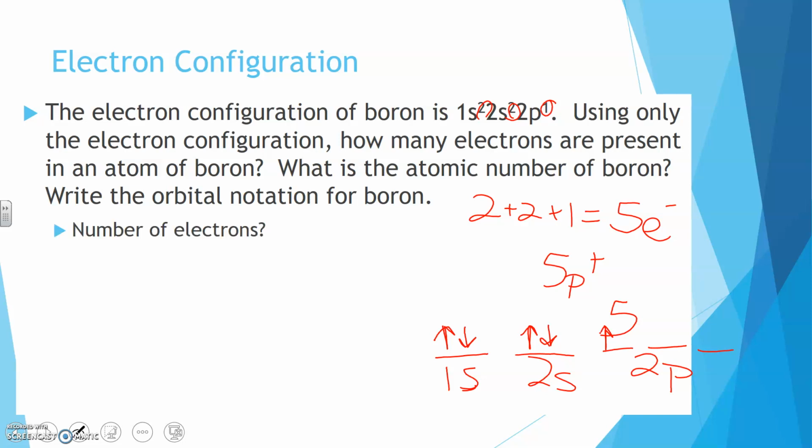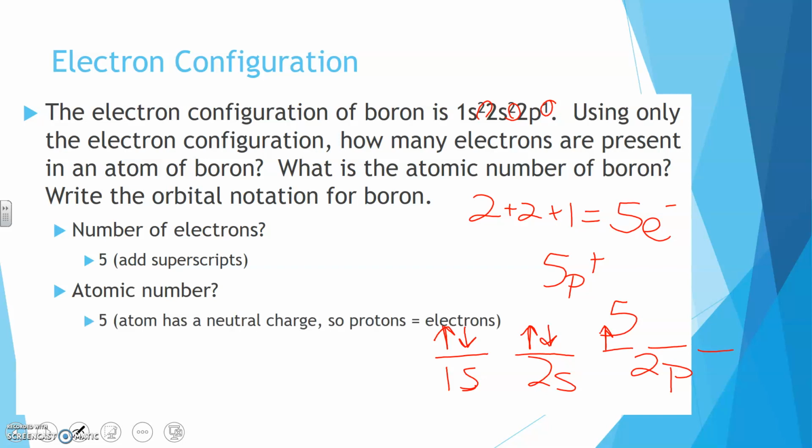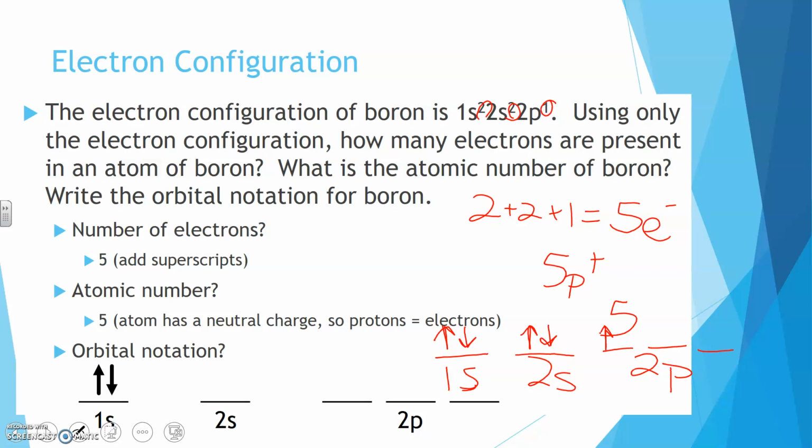So, number of electrons, 5. You just add up the superscripts, the exponents there. Atomic number, also 5. The atom has a neutral charge, so protons equal the number of electrons. So 5 and 5. Orbital notation, we just did that. We have our 1s orbital, our 2s orbital, and our 2p orbitals. You put 2 electrons in 1s, 2 electrons in 2s, and then you have 1 more electron that can go into 2p. So there you go.